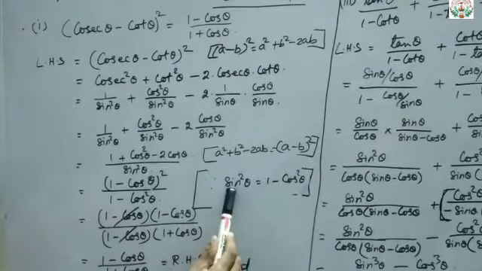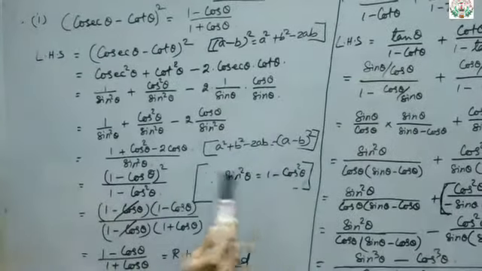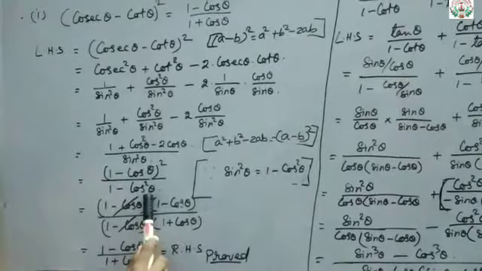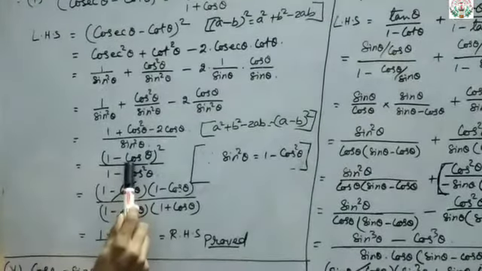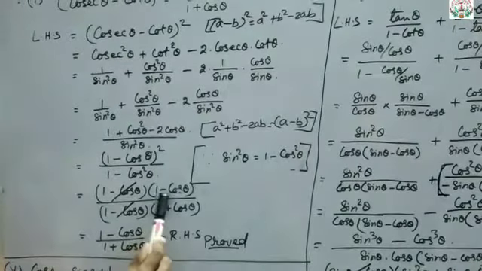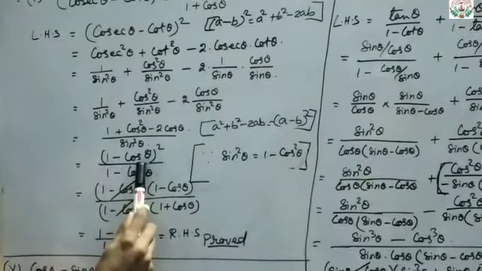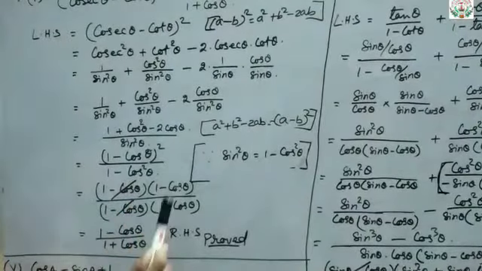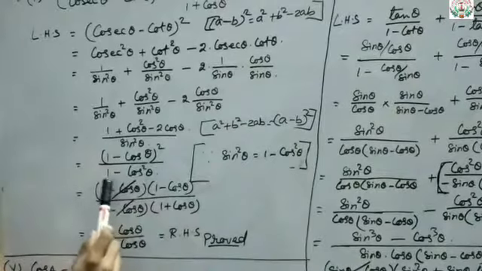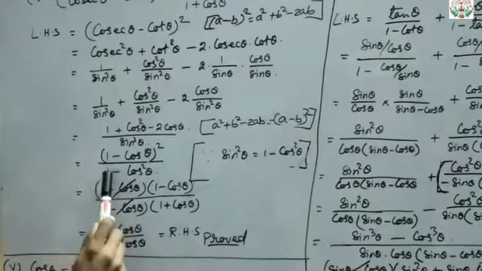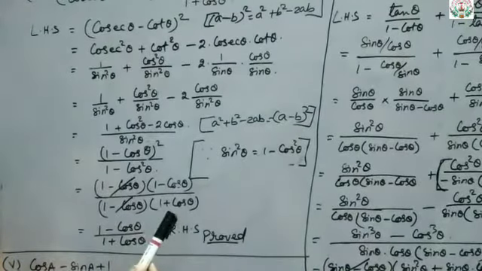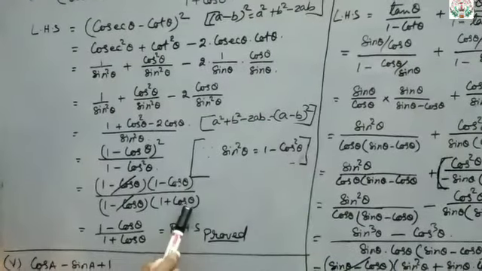We know this formula, sine square theta equals 1 minus cos square theta. So here in place of sine square theta we will put what? 1 minus cos square theta. Okay. So here whole square means it will be written 2 times. So (1 minus cos theta) into (1 minus cos theta) will be (1 minus cos theta) whole square. And 1 minus cos square theta is there in the denominator, which is in the formula of a square minus b square. The formula of a square minus b square we know, that is (a minus b) into (a plus b).